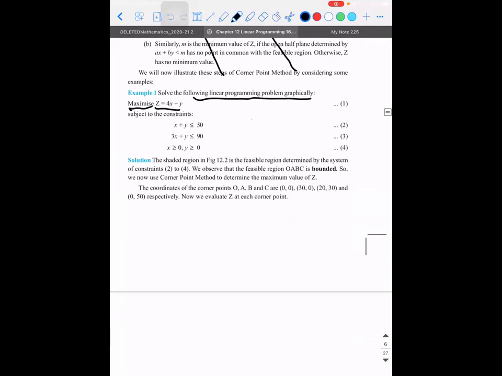So what are the linear constraints that are given? x + y is less than or equal to 50. 3x + y is less than or equal to 90. x is greater than or equal to 0. y is greater than or equal to 0. So in every case you will have this: x positive, y positive. So all the problems will be restricted to the first quadrant also.